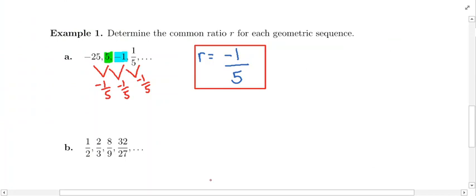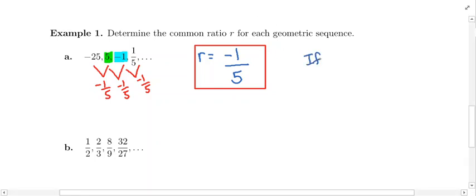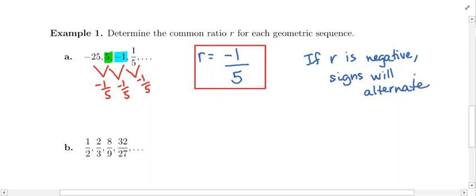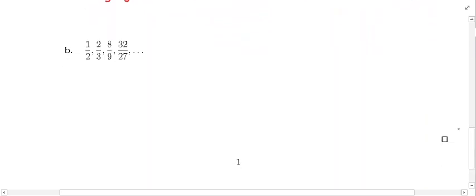The common ratio is -1/5. It is the number you have to multiply by to go from one term to the next. You can see here if the R value is negative, that's what's causing the alternating signs. So if R is negative, signs will alternate. That's not a thing with arithmetic. All right, let's look at the next sequence.